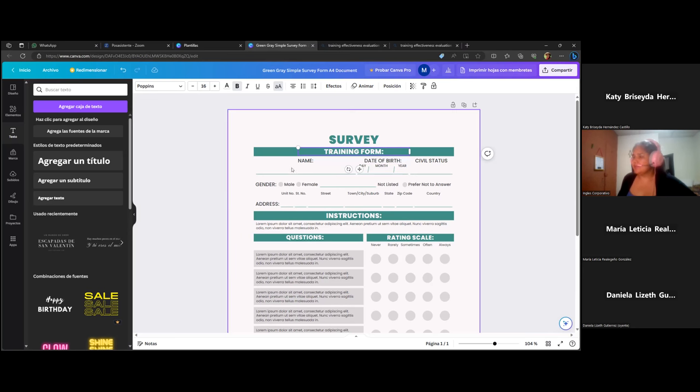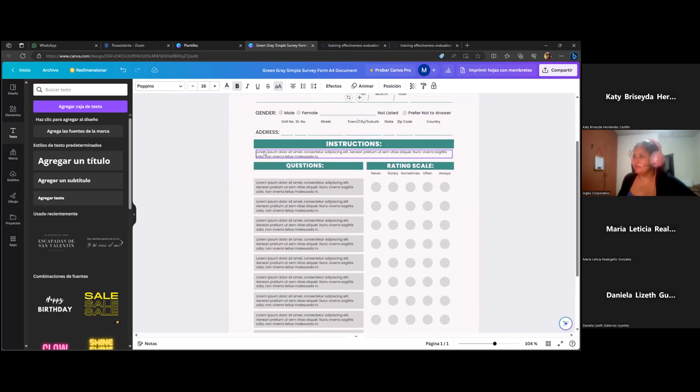Now, in the instructions, you can provide your instructions there. Abajo, donde dice, ahí. Try to provide the instructions saying, you can say, answer these following questions about the training. How do you evaluate the training? Any idea that you want to add there. Okay, pero borre eso.